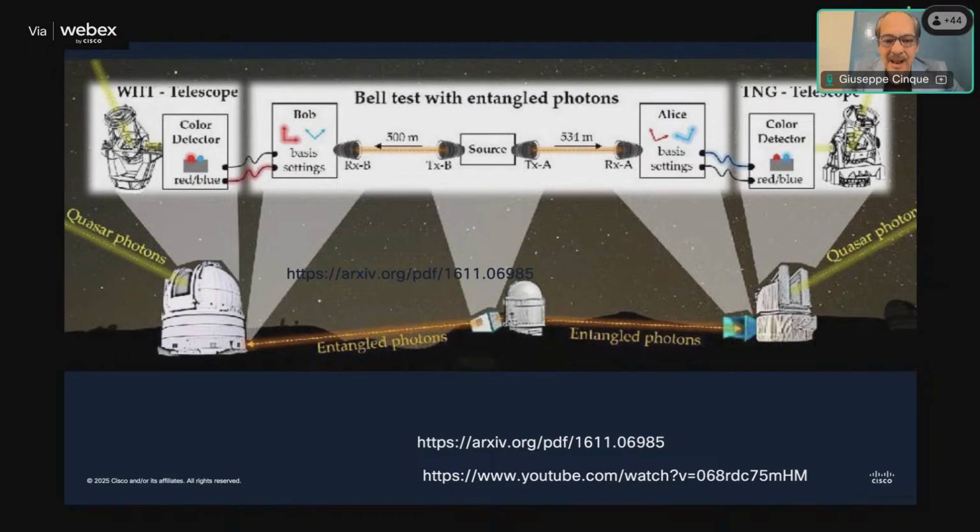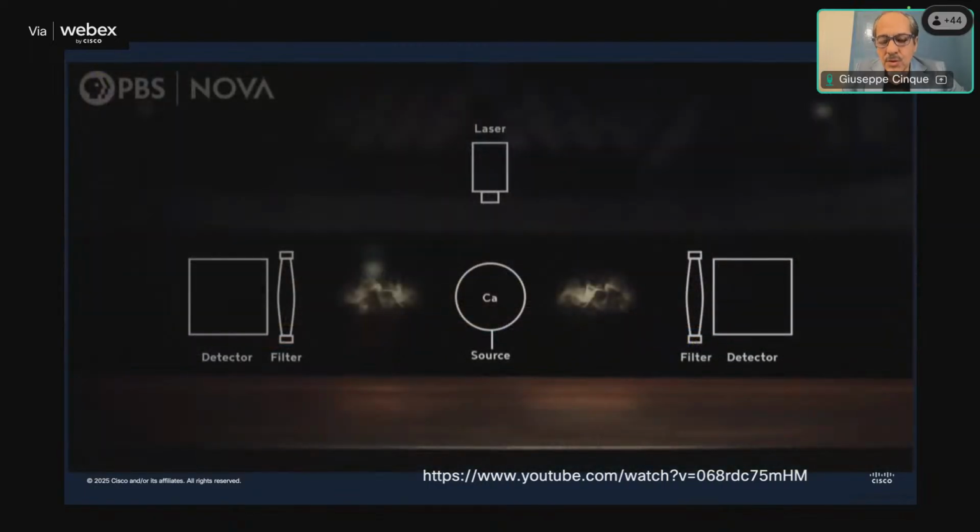That's where a lot of experiments have been done, but one of the most fascinating that I've seen is the one produced in this documentary. I put the link here, and you can find it on YouTube, where in the Canary Islands they use different observatories to do the Bell experiment. The Bell experiment essentially is sending a couple of entangled particles and doing some interesting measurements at the two sides to see the correlation.